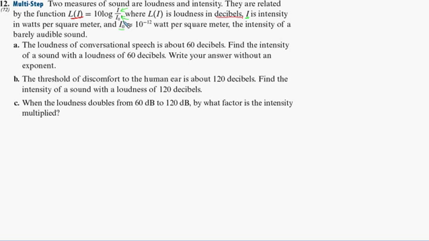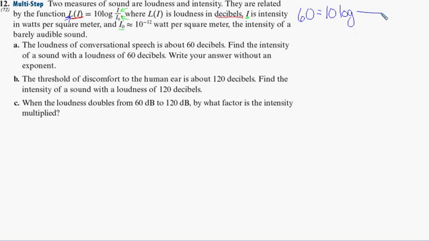So let's start out with A. It says the loudness of a conversational speech is about 60 decibels. Well, we've already talked about the fact decibels are going to go over here. So let's just start. Basically, what I'm going to do is rewrite this equation or this function, replacing the information that I've been given into the equation. So here's 60 equals, and then 10 log, right? Okay, and now my I value.